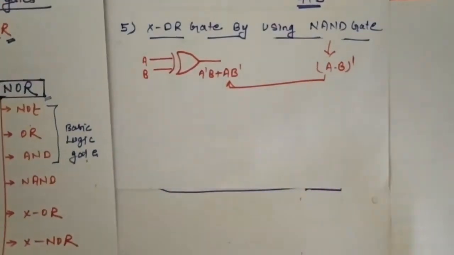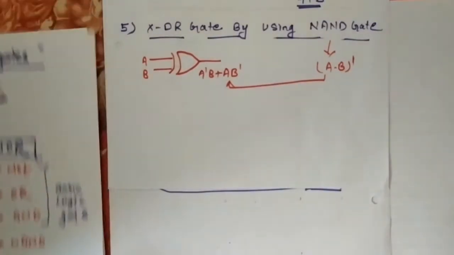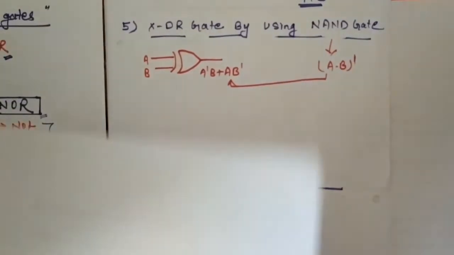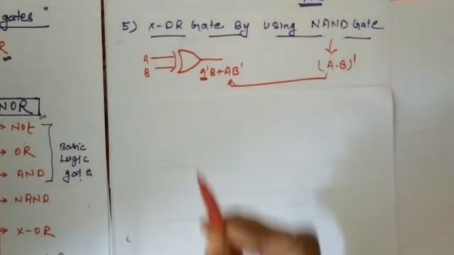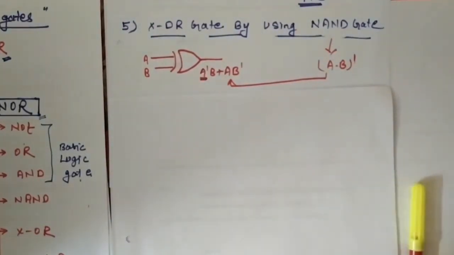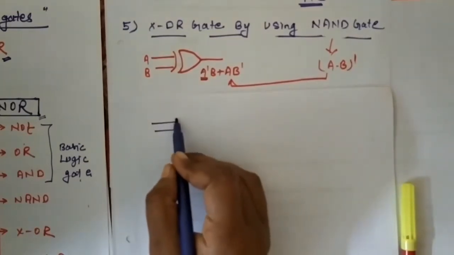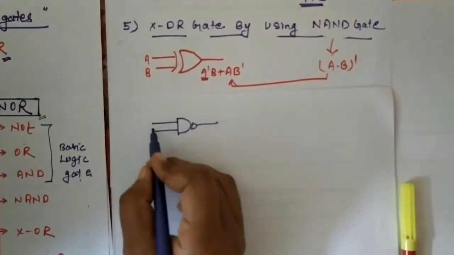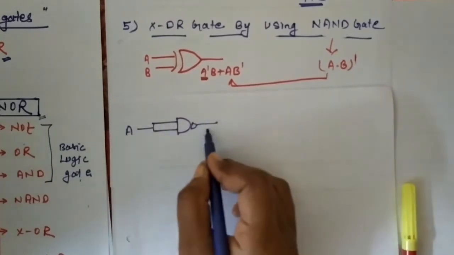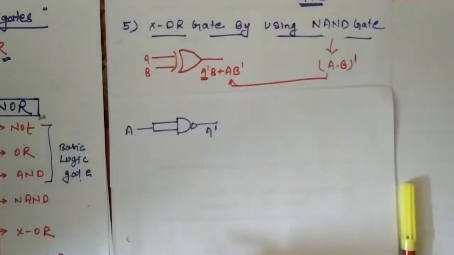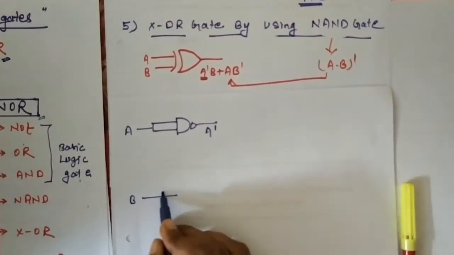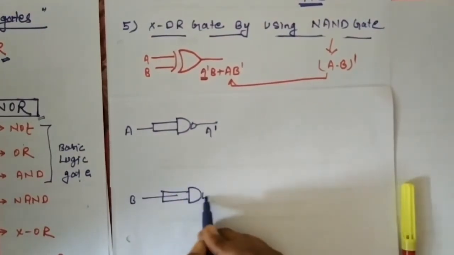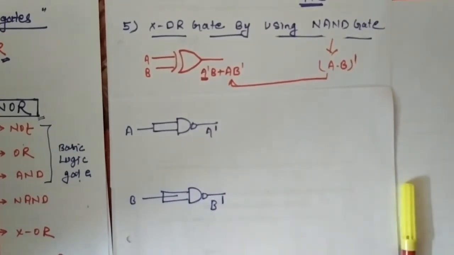So let's see. Firstly, for the A dash, we want a NAND gate. This is A, so now it is A dash. For the B dash, again B, this is a B dash, clear.